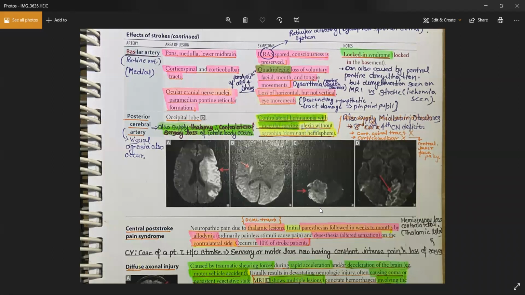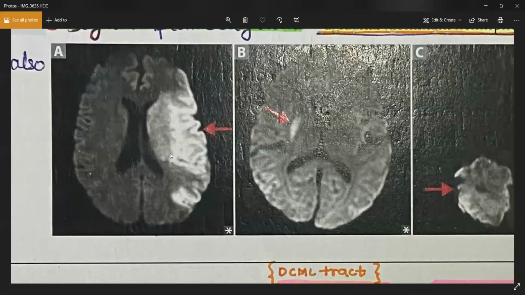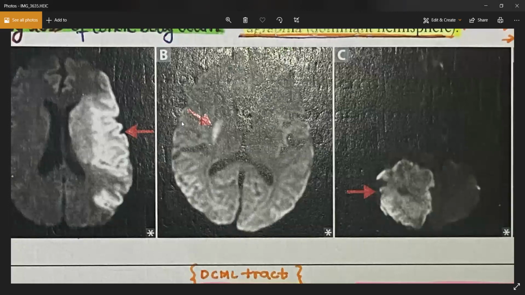Very important. As you can see, if I'm seeing this kind of MRI, what kind of stroke is my patient having? Which artery am I asking about? The middle cerebral artery, yes. Now look at figure B. What stroke am I having?